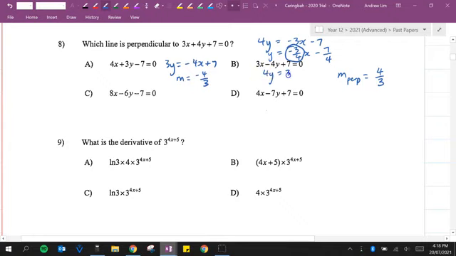4y is equal to 3x plus 7. So the gradient is going to be 3 over 4. That's not correct. 6y is equal to 8x minus 7. So the gradient is going to be 8 over 6, which is 4 over 3. So our answer is C.